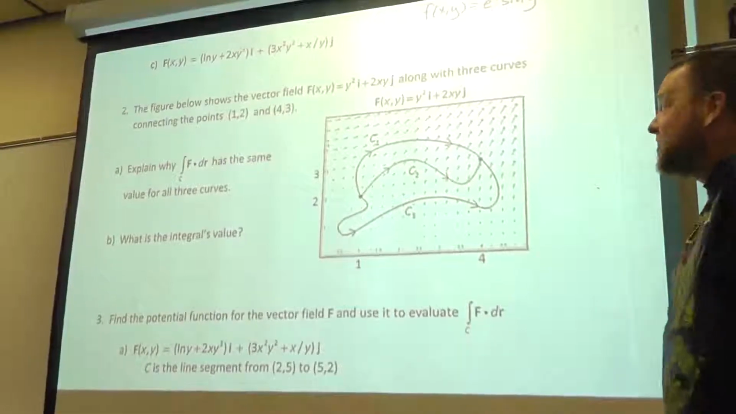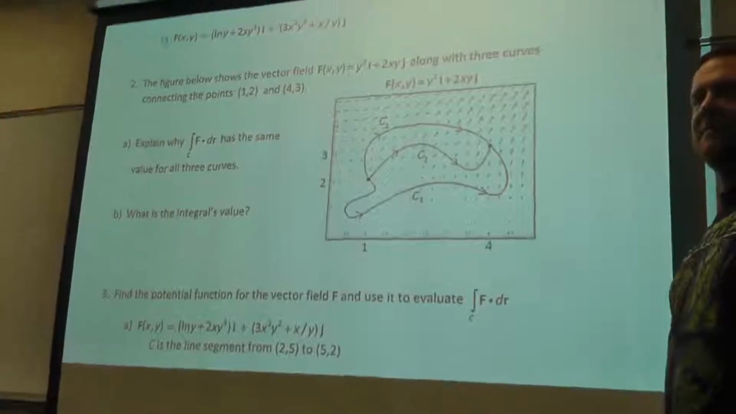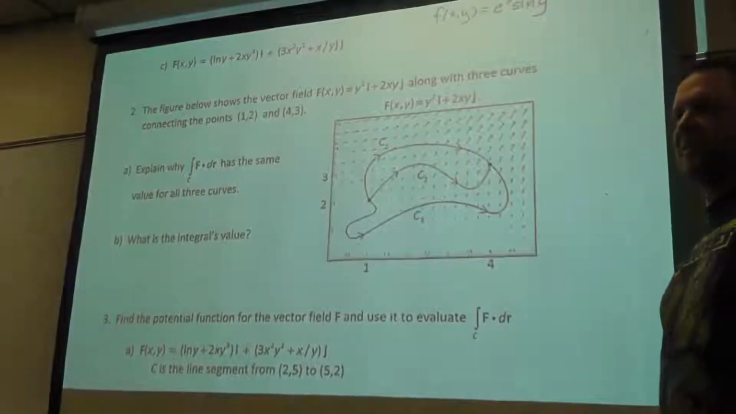Okay. And then it asks you to evaluate it. What would any one of those 3 line integral values be? Let me see if you can get that potential function just by looking at it.